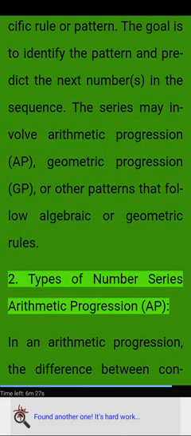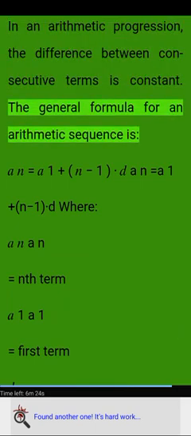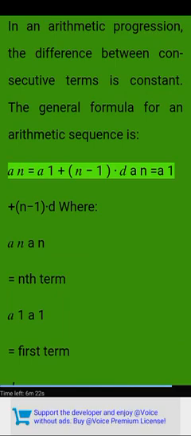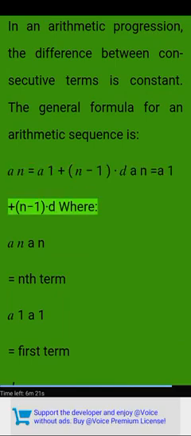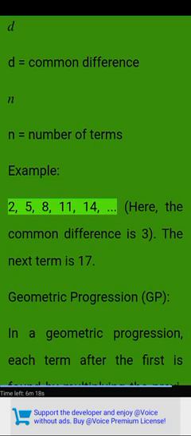Arithmetic progression, AP. In an arithmetic progression, the difference between consecutive terms is constant. The general formula for an arithmetic sequence is a_n equals a_1 plus (n minus 1) times d, where a_n equals nth term, a_1 equals first term, d equals common difference, n equals number of terms. Example: 2, 5, 8, 11, 14. Here, the common difference is 3. The next term is 17.